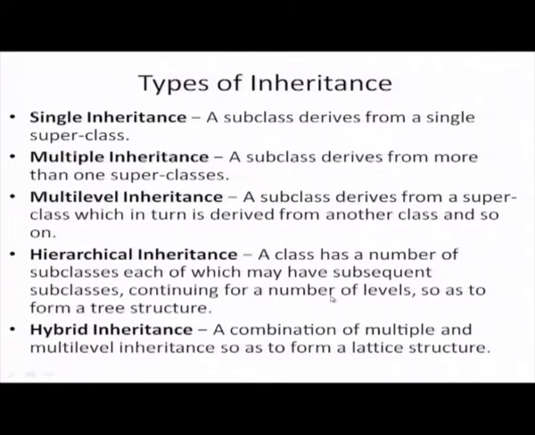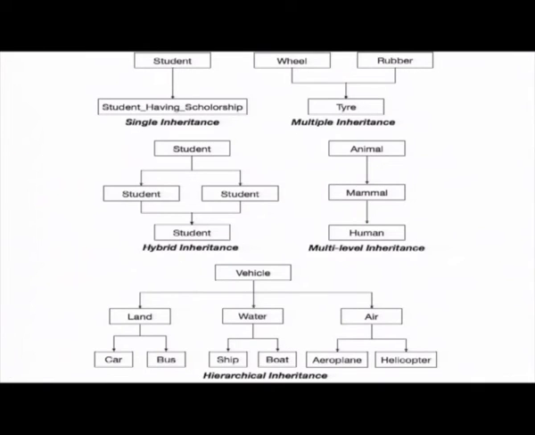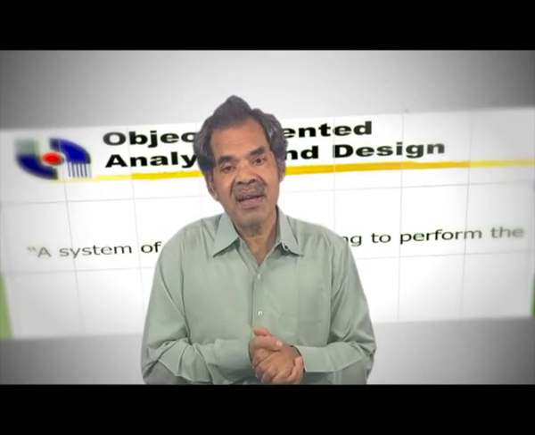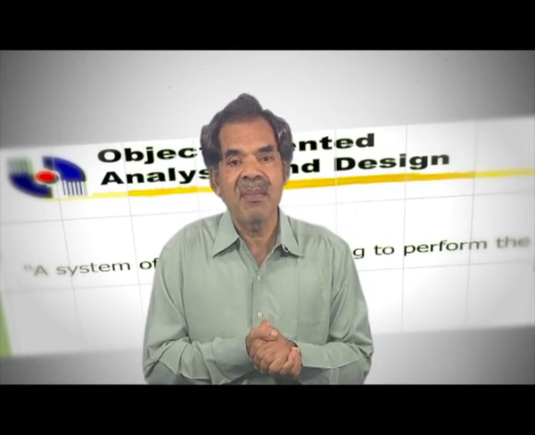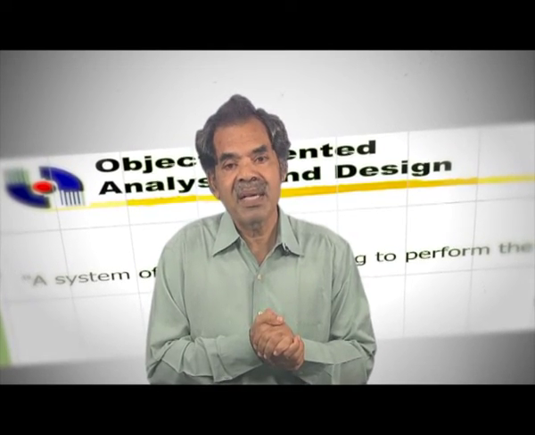These are some good examples. Single inheritance, student having scholarship. Everything about the student remains the same in the subclass except that one parameter called scholarship. That is the difference. Multiple inheritance, there is a wheel, there is a rubber, and both of them will make a tire. Many number of wheels can be there, many number of rubber types can be there, both of them are necessary. It inherits from the type of the wheel, it inherits from the type of the rubber. Both are necessary to make multiple inheritance.